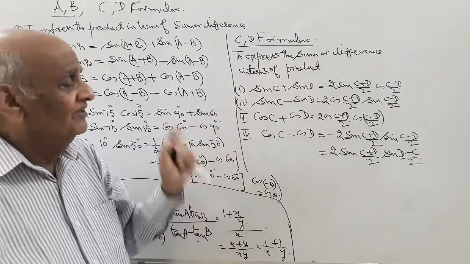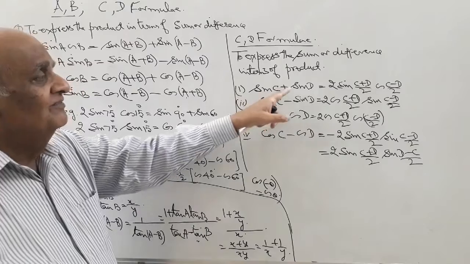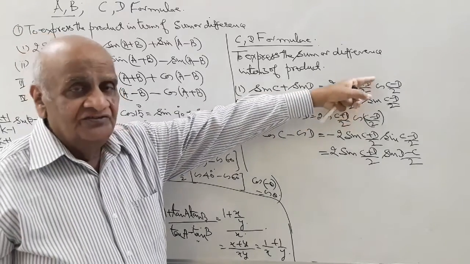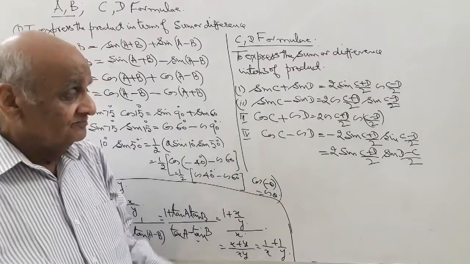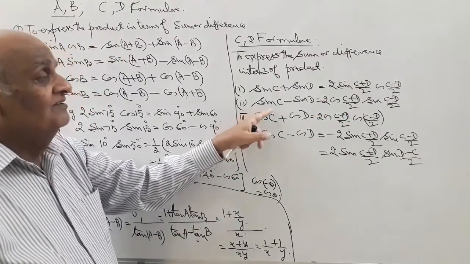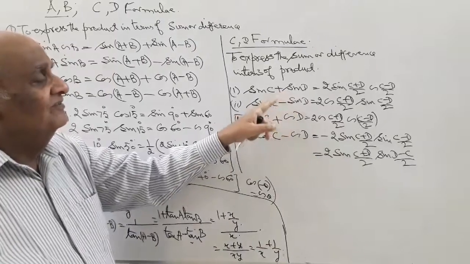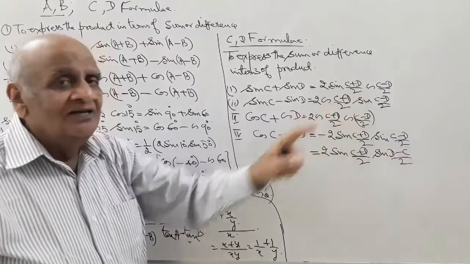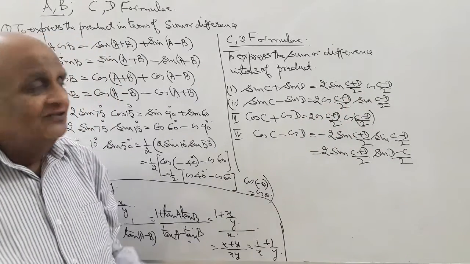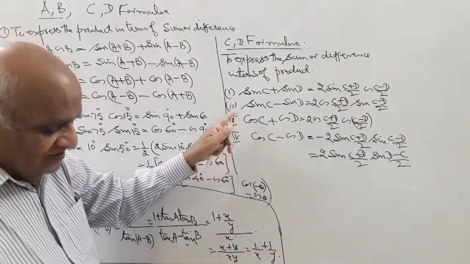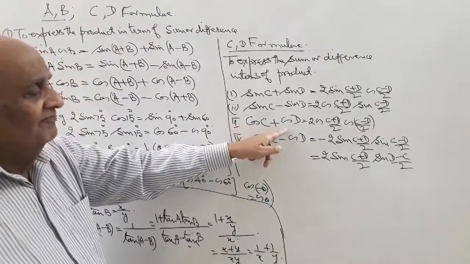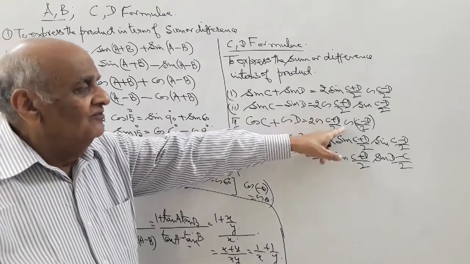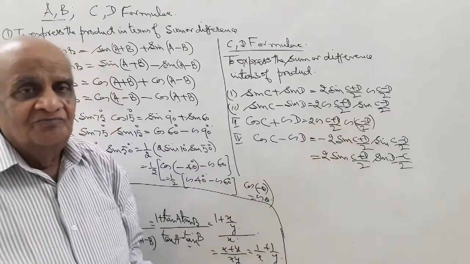product. See, first sin C plus sin D is 2 sine C plus D by 2 cos C minus D by 2. Second, sine C minus sine D. It is 2 cos C plus D by 2 sine C minus D by 2. Similarly, the third, it is cos C plus cos D. This becomes 2 cos C plus D by 2 cos C minus D by 2.